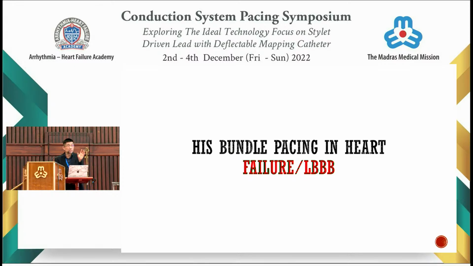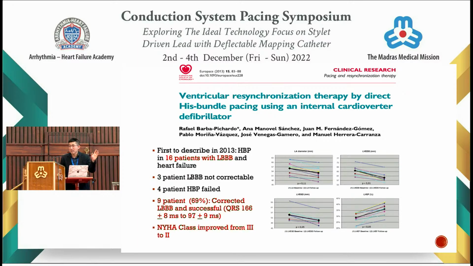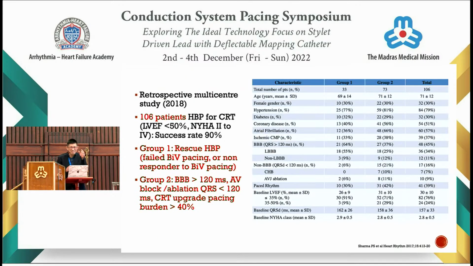Okay, so let's go back to His bundle pacing. In patients with heart failure, specifically with left bundle branch block, believe it or not, the first study dates back almost 10 years, by Dr. Barba Pichardo, okay? I don't know whether I pronounced his name correctly. Basically a small study, only about 9 patients with left bundle branch block, put a His bundle lead there, able to correct the left bundle, in fact dropped the QRS by about 97 milliseconds, and that was associated with shrinking of the left atrial diameter, left ventricular end diastolic diameter, systolic diameter, as well as EF improvement. And small studies along the way. The biggest by far is by Dr.